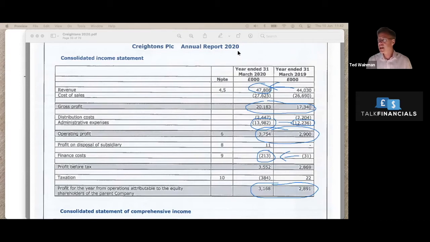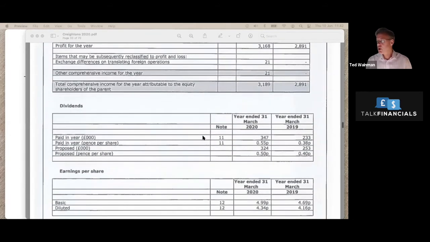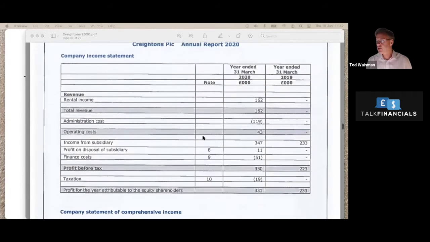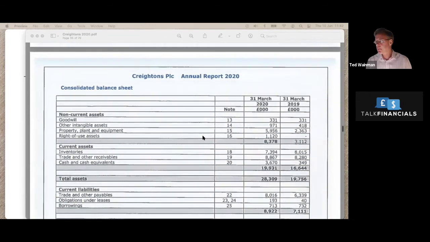So from the income statement, nothing really to get nervous about, nothing to highlight. Looks a pretty solid, well-run company. It's not making massive profits, but it's a competitive market, but it is making a profit, which is good. Let's go and have a look at the balance sheet. The balance sheet, here it is.